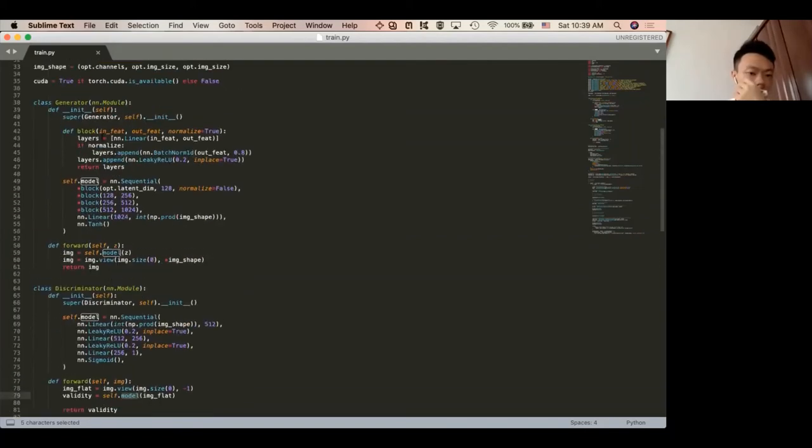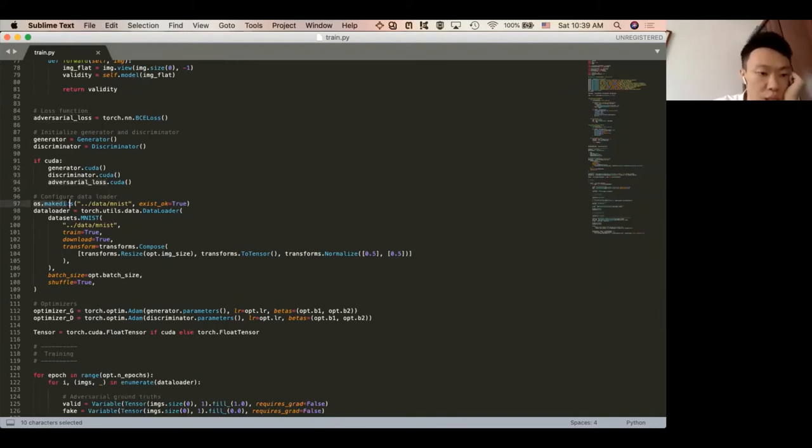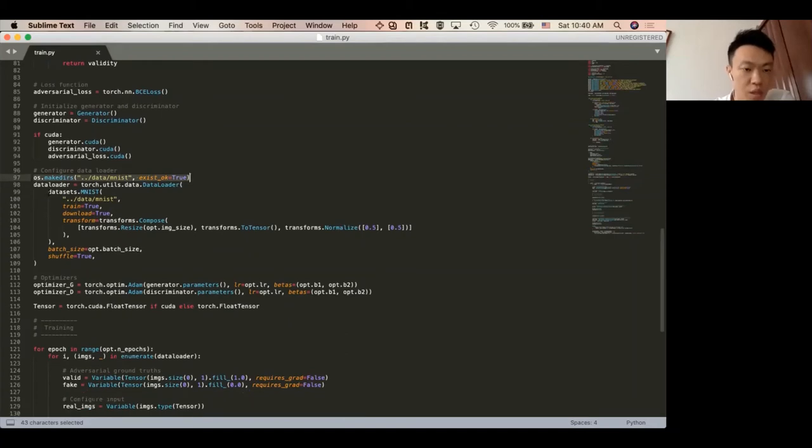So far we have designed the structure for the generator and discriminator, and then we define a loss function. The loss function is actually the binary classification loss. And then we instantiate the generator and discriminator and put them onto CUDA, as well as the adversarial loss. And here I made a folder to save the results. And then here we apply MNIST. This is the dataset we are using, so what we want to generate are MNIST-like images.